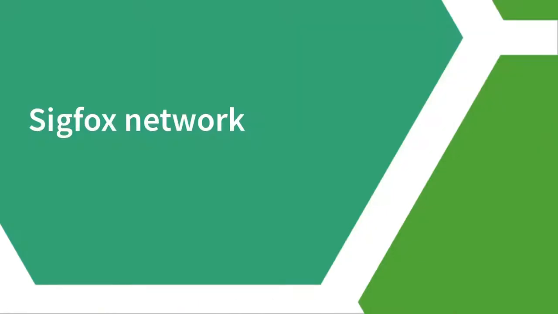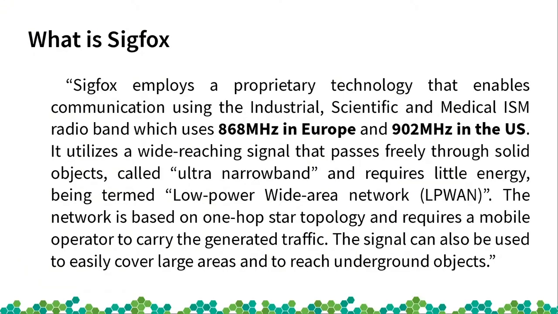So something about the Sigfox network. This is the definition from Wikipedia. What's important here is that it operates on an unlicensed band. That means that you don't need to pay anything for using the radio band. There are two different frequencies. One is for Europe, one is for US. That's because of different radio spectrum allocation in different countries. I mentioned Europe and US, but some countries are using the European one, some countries the US one, even outside those territories.